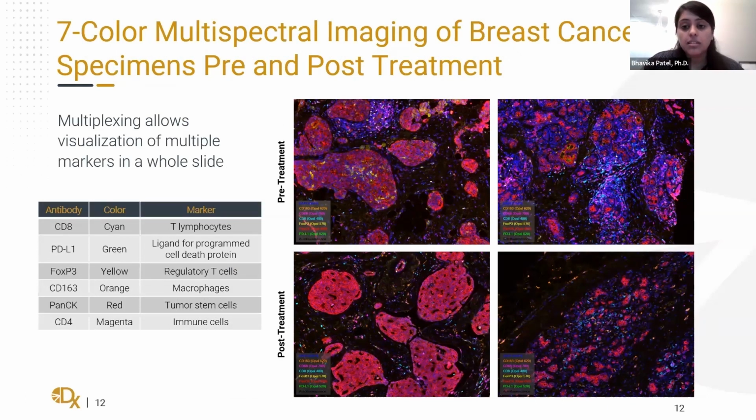This chart summarizes the biomarkers and the color it appears on the image and what the biomarker stands for. On the right-hand side, the top row shows the unique patient's pre-treatment samples, and the bottom row shows the respective post-treatment sample. Multispectral imaging of the whole slide allows us to image the entire biopsy to ensure all tumor areas are accurately analyzed.